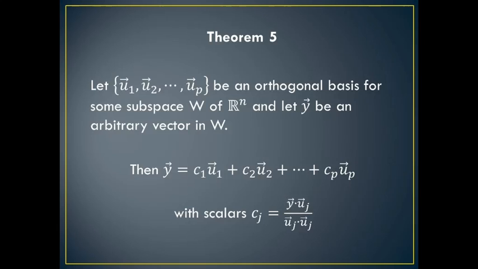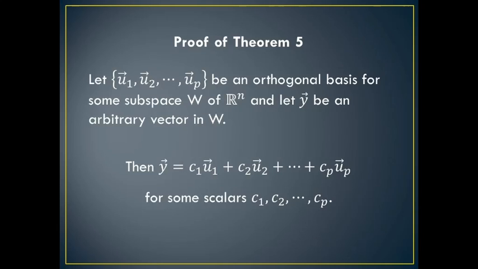And then this theorem tells us how to find the c scalars. So c sub j is equal to y dot u sub j over u sub j dot u sub j. That's the important part of the theorem, that it tells us how to find those scalars. And this is for j from 1 through p, so for every single scalar.